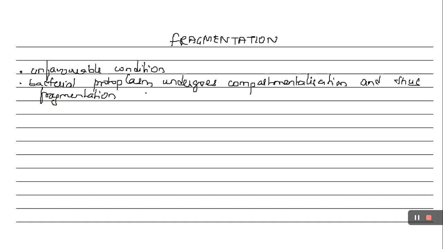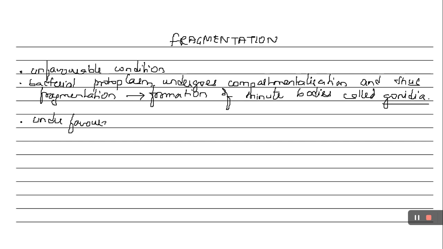Fragmentation results in the formation of minute bodies called gonidia. When they come under favorable conditions, these gonidia grow into new bacteria. Understood?